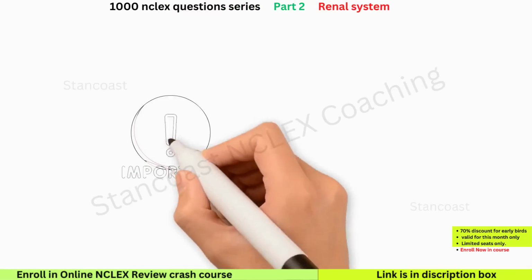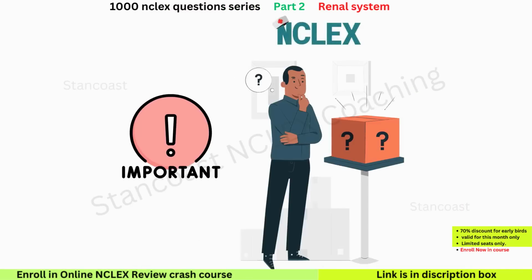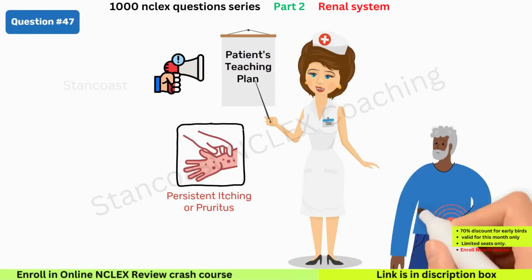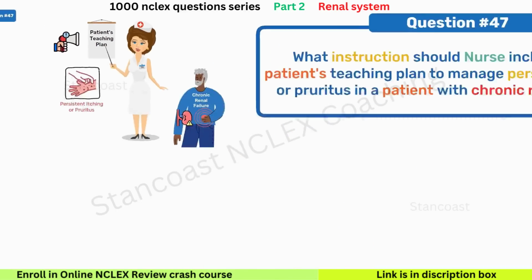Now, on to the next challenging NCLEX review question. What instruction should a nurse include in the patient's teaching plan to manage persistent itching and pruritus in a patient with chronic renal failure?